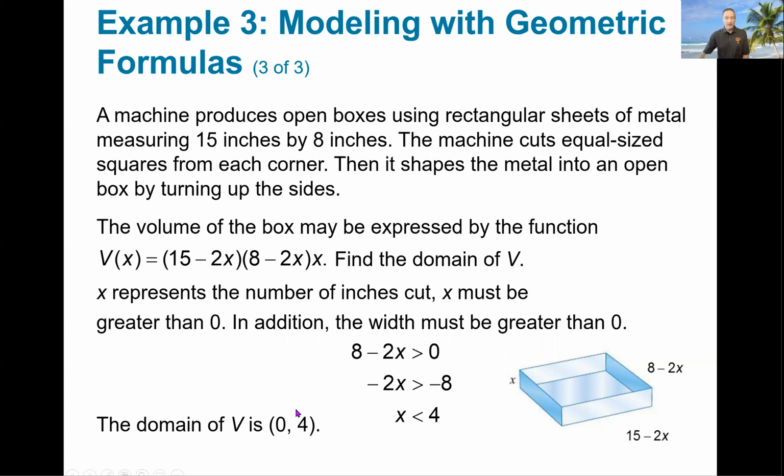So we say, all right, the domain of this volume function V is any x value. We know x has to be greater than 0 to have any height in the rectangular solid, and then it has to be less than 4 for the width to be greater than 0. So the domain of this volume function V is between 0 and 4.